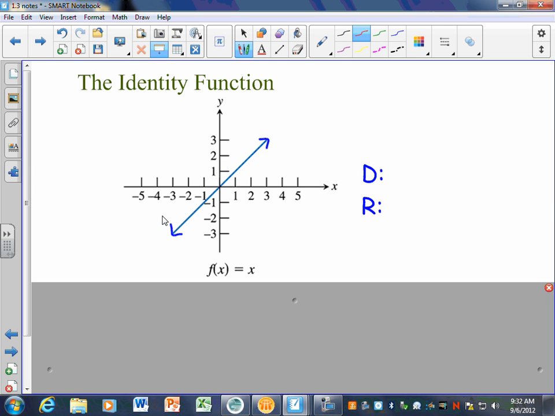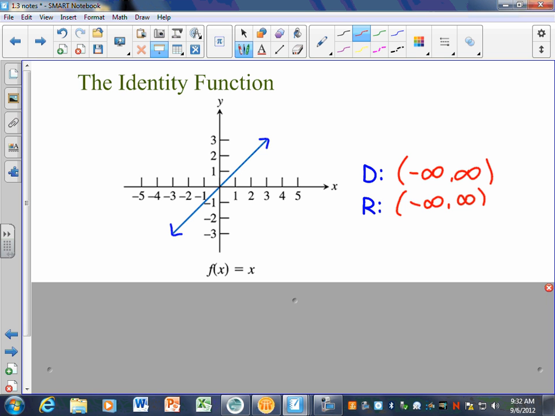What would the domain of this function be? All real numbers. Every x value is going to be used. It's going to go both directions. What would the range of this function be? All real numbers. Is that true for, well, okay, almost every linear equation? Is that true?